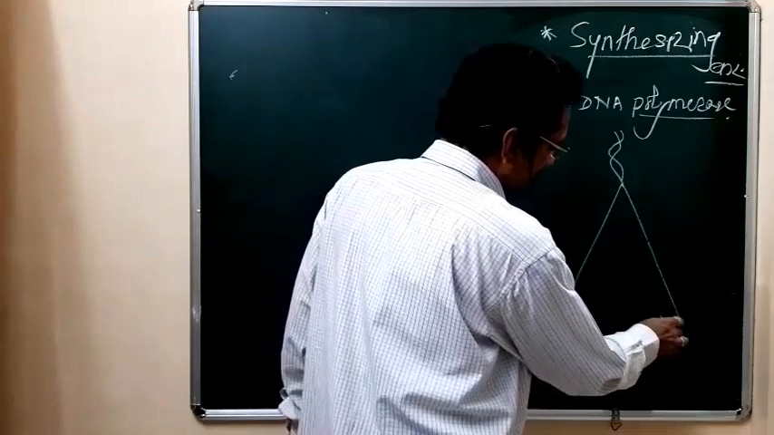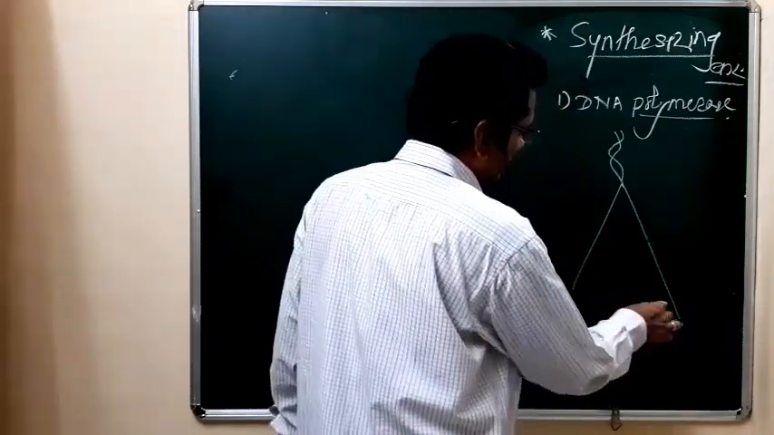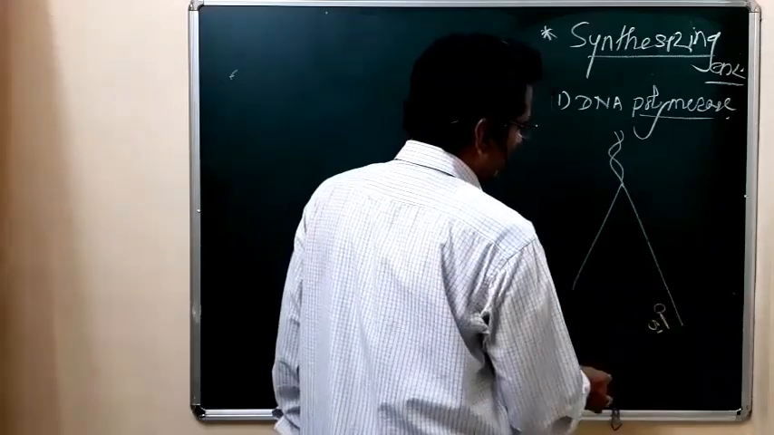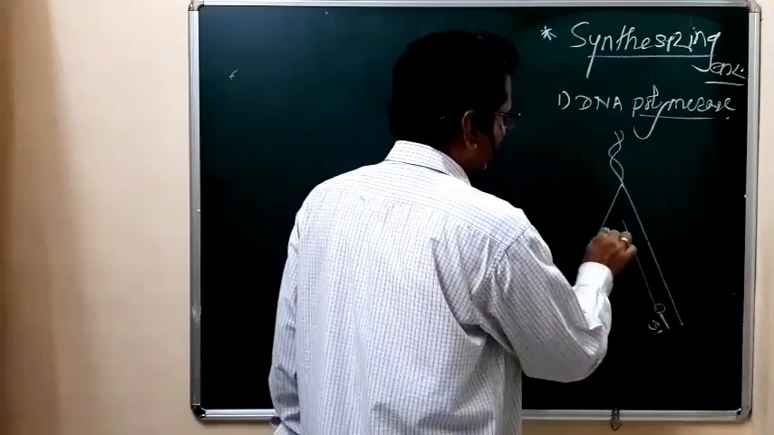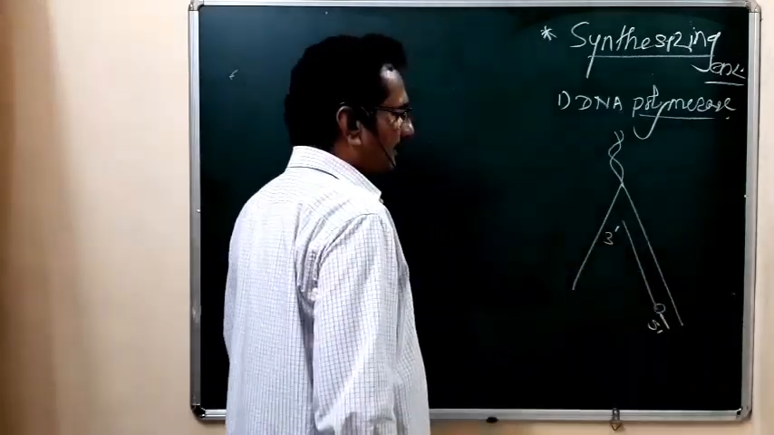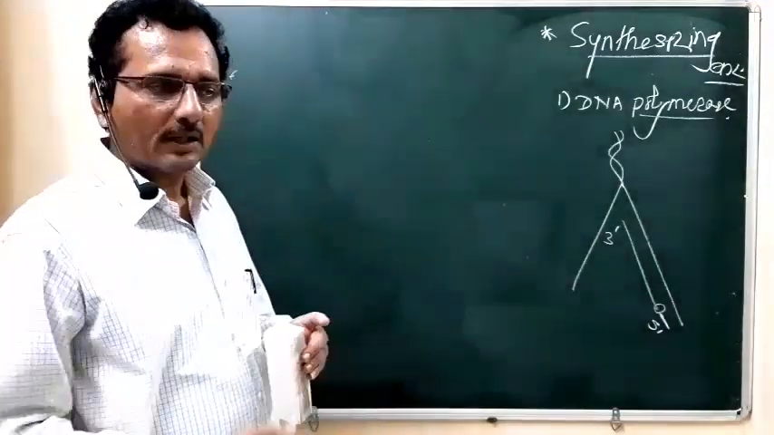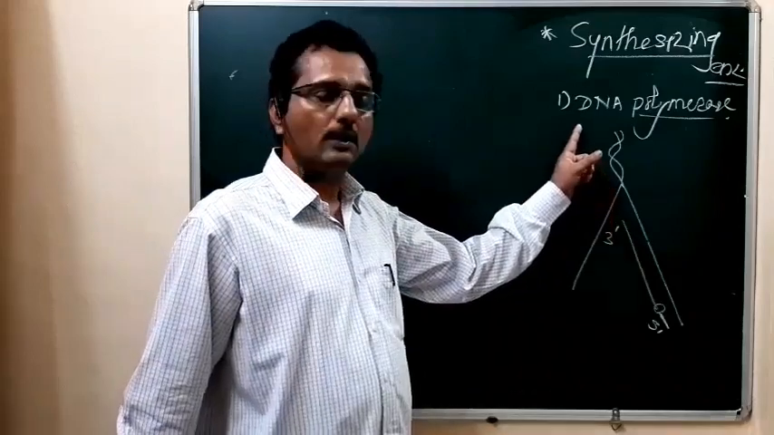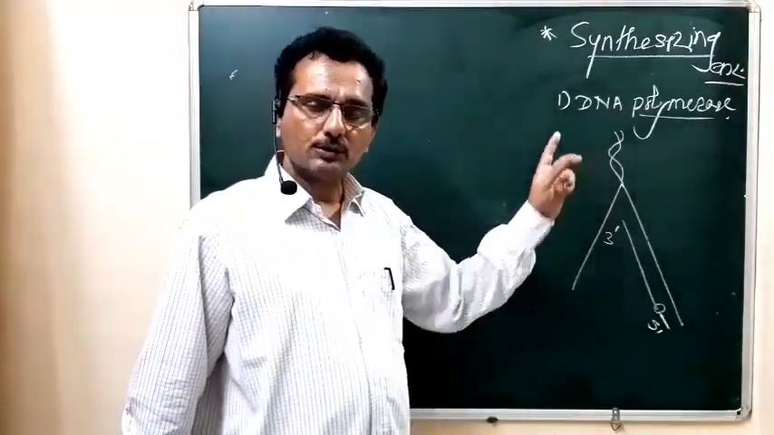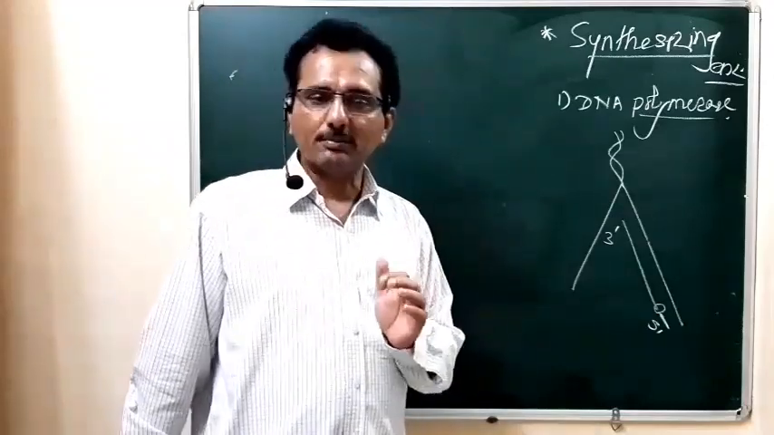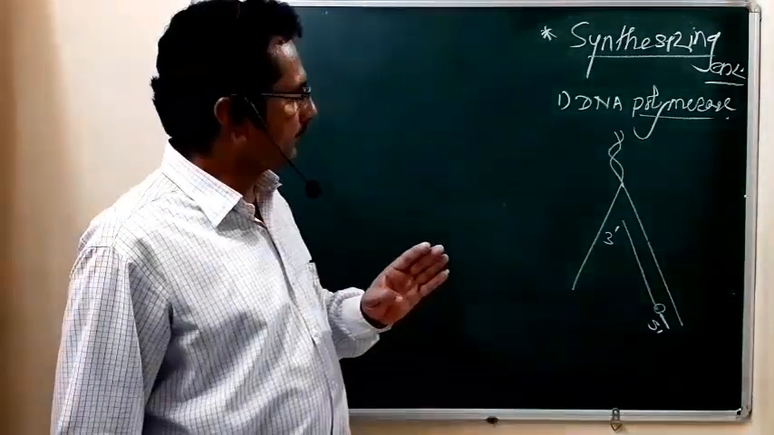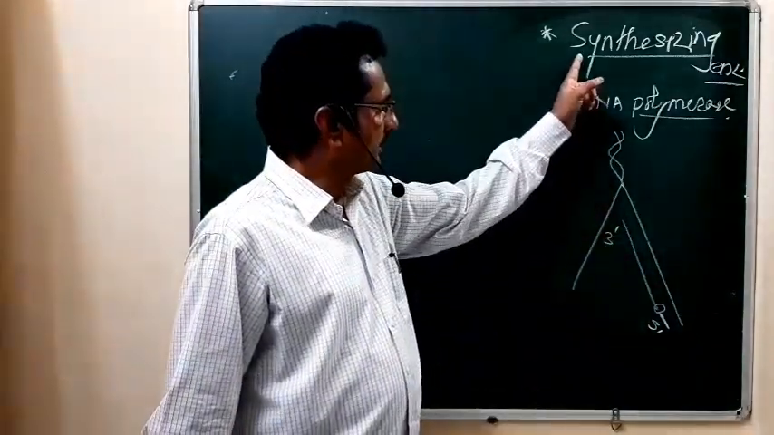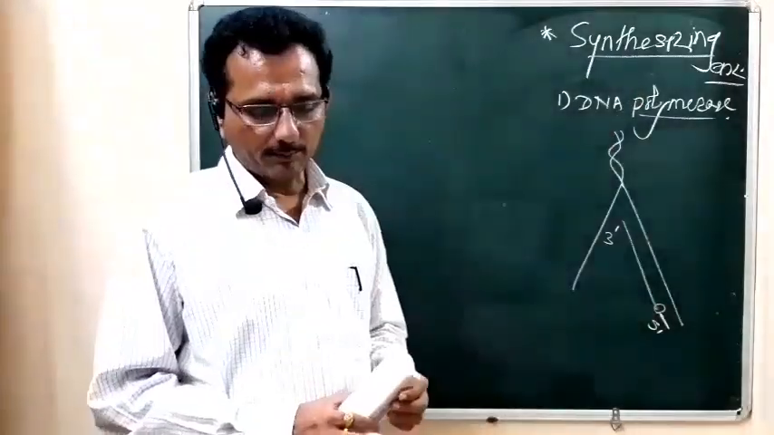When the RNA primer attaches here, and after that in the presence of DNA polymerase enzyme, the polymerization takes place in the direction of 5 prime end to the 3 prime end, and all this polymerization, or we can say the extension of the primer, takes place in the presence of the DNA polymerase enzyme. So the synthesis of the new strand on the template strand takes place in the presence of the DNA polymerase enzyme. Because of this, it comes under the synthesizing enzymes. So this is the DNA polymerase enzyme.